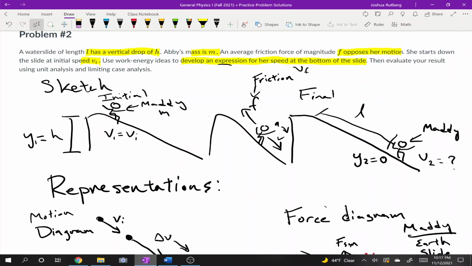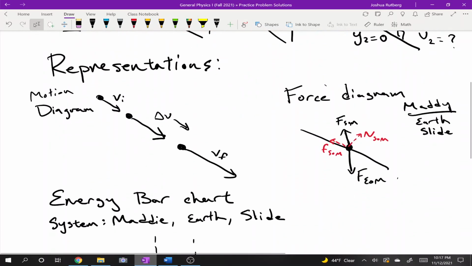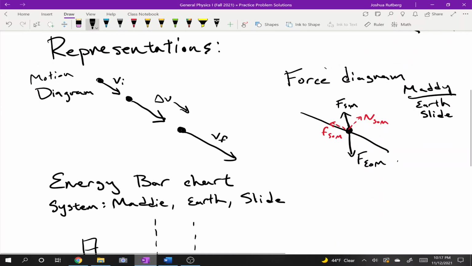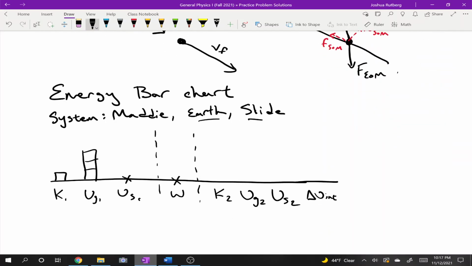Is there elastic energy in the system? Well, there's no spring, there's no rubber, there's nothing to be compressed or stretched, so no elastic energy. And is there work? If I look at my force diagram, the only things exerting forces on Maddie are the Earth and the slide, and both of those are in my energy system. So no energy can come in from outside, so there's no work done.